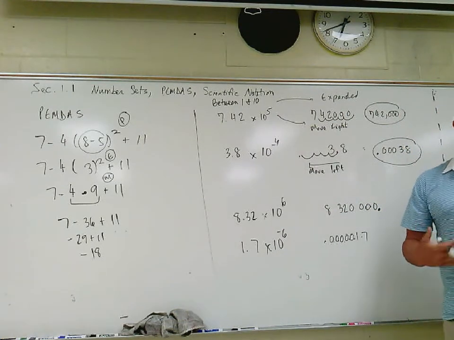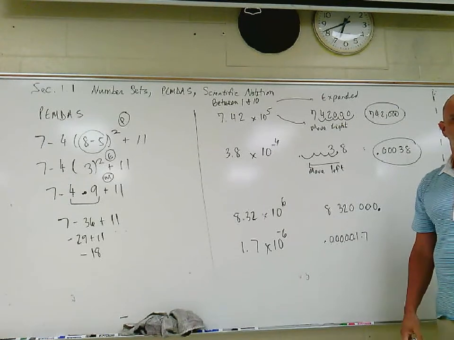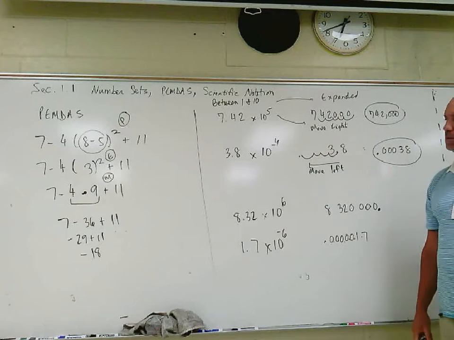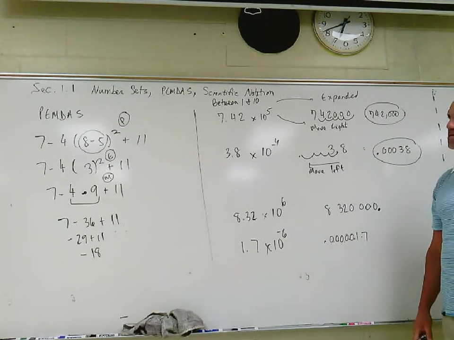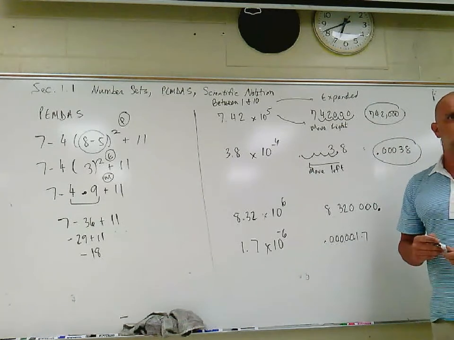And that's just a little crash course on scientific notation. That's really it for this section. Your number sets, you'll do a couple of order of operations, which I don't think is that bad for you, and then there's your scientific notation. Okay. Any questions about that?